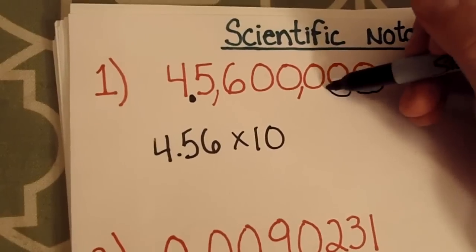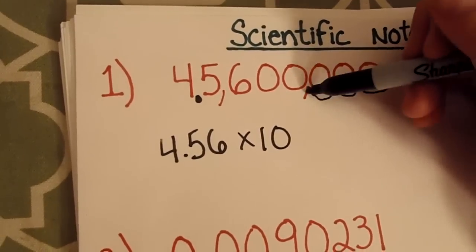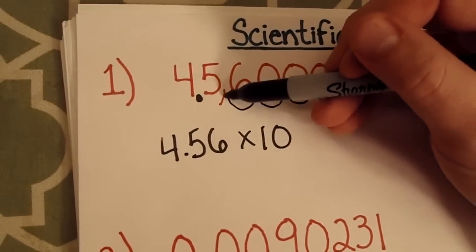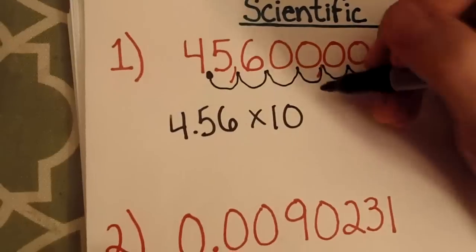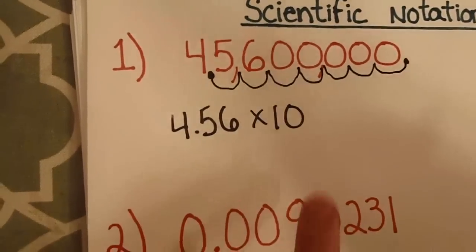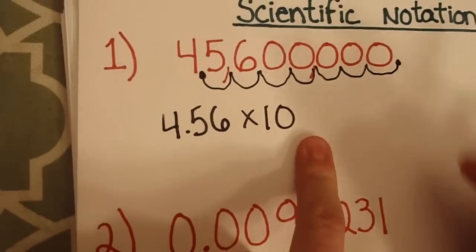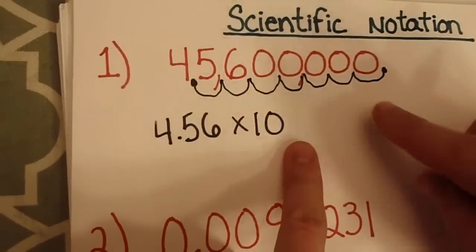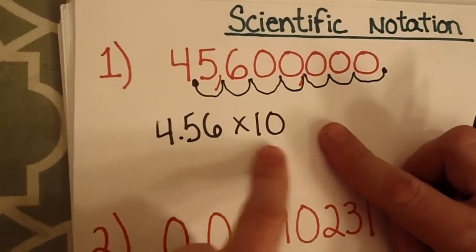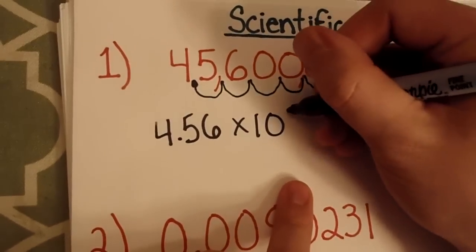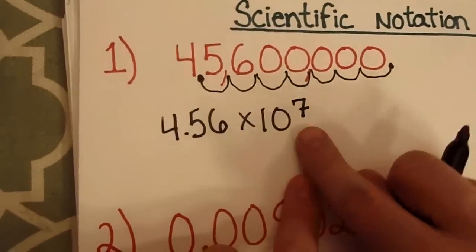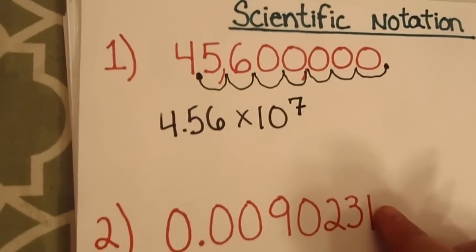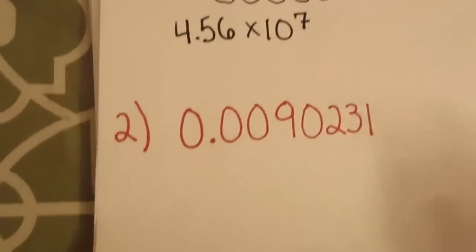1, 2, 3, 4, 5, 6, 7. Okay, so it's going to be 7. But before I can do that, was this a big number or a small number? It definitely was a big number. So my exponent is going to be a positive number. So we moved it over 7 spots. It's going to be a positive 7. So my answer would be 4.56 times 10 to the 7th. Okay, let's look at the next one.